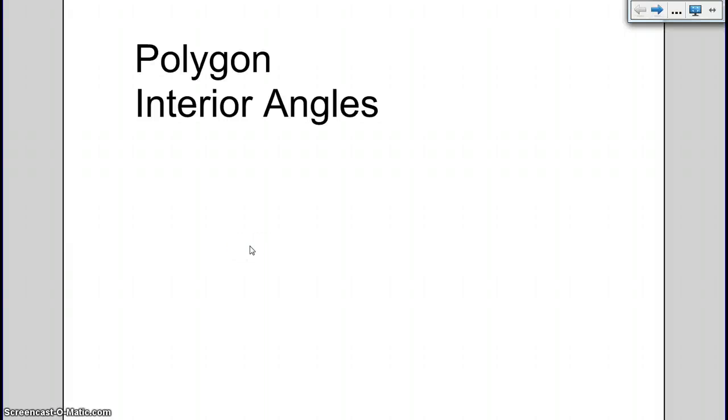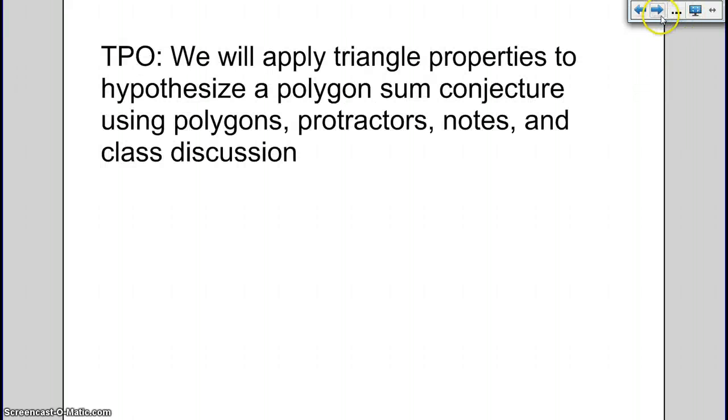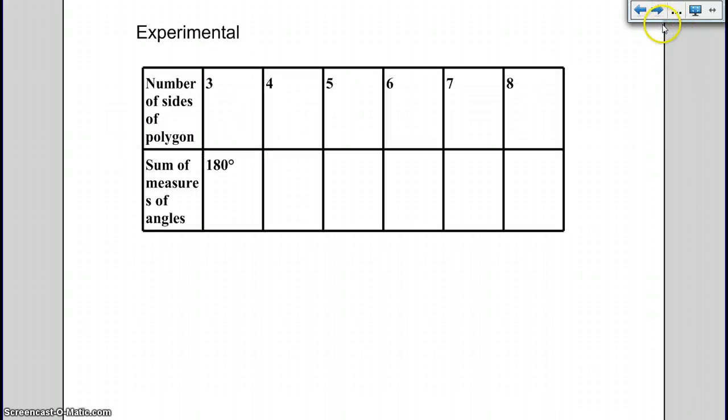Today let's talk about polygon interior angles. We will apply triangle properties to hypothesize a polygon sum conjecture using polygons, protractors, notes, and class discussion.